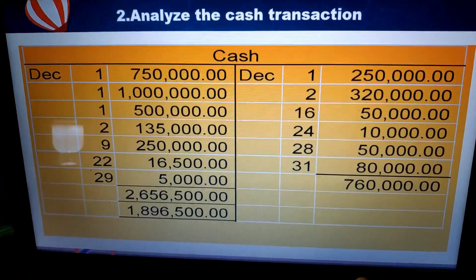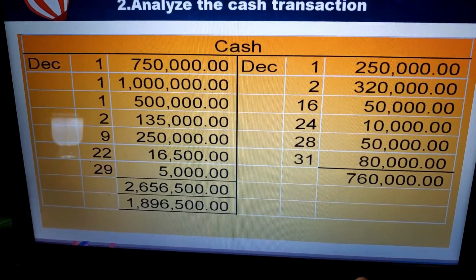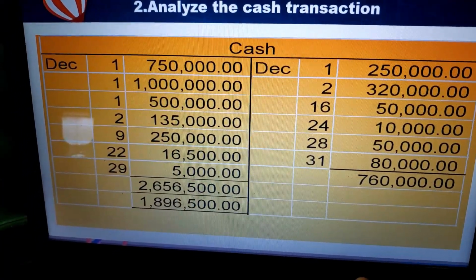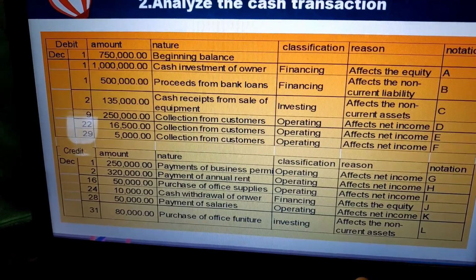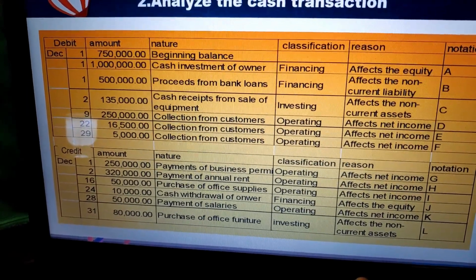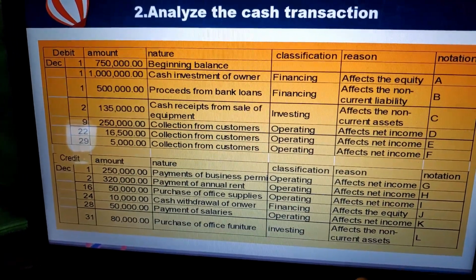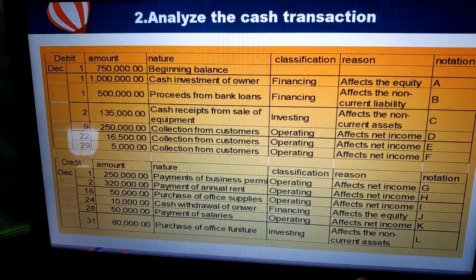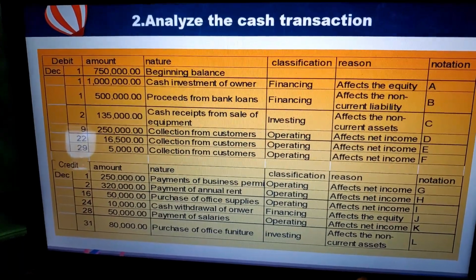So this is the analysis on the cash transactions. We have debits and we also have credits. This is our general ledger for the cash, or our T account. This is your analysis on the cash transactions, for the debits and the credits. On December 1, there is 750,000. As I've mentioned in the other video for the statement of cash flow, you can also see these in your general ledger. The 750,000 is classified as the beginning balance of the cash.